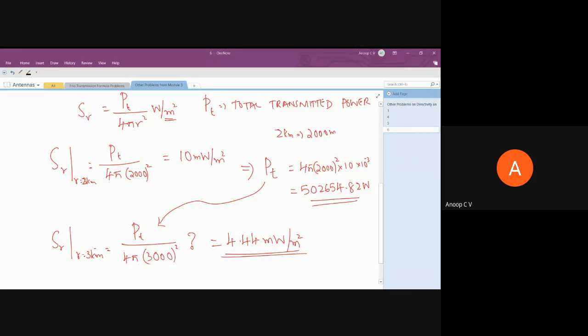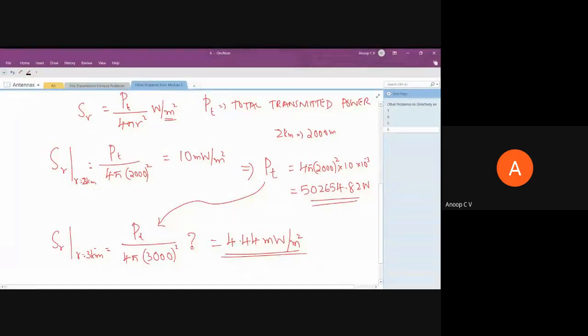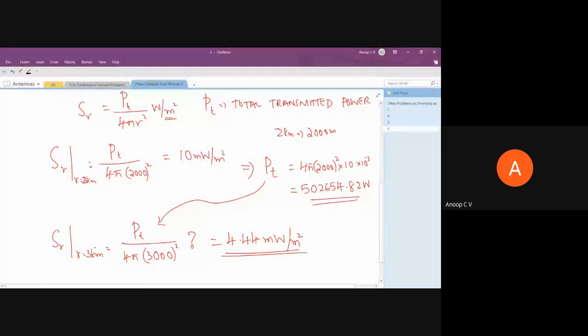So, what is the answer? 4.44 or 0.444? 0.44, sir. Savan, it's 0.44. Yes, sir. Okay, sure, I'll wait for some more responses. It's 0.444, right? Even Pratiksha is telling it's point.